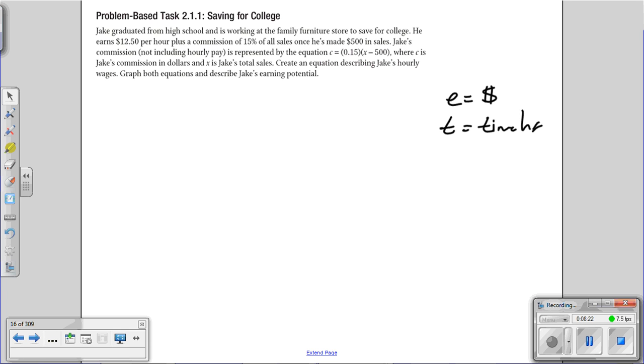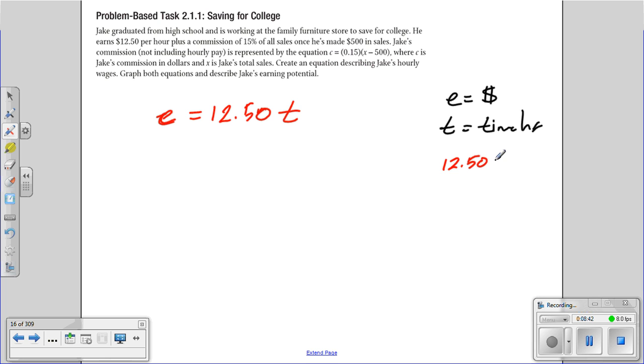Okay, so the first equation is he earns, E, is equal to $12.50 per hour of work. Okay, and again, the 12.50, if I write it as a rate of change, is $12.50 over 1 hour of time. So that's money over 1 hour of time. So there's my two labels. You always want to compare your labels there. Okay, so that's the first equation.